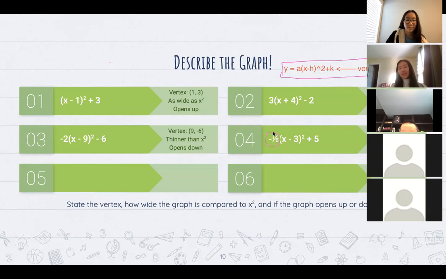Okay, last one. This is the hardest part, but it's actually not that hard when you think about it. So if the A, not thinking about the sign, just think about the 1/6. If it's smaller than 1, then it's wider. If it's bigger than 1, it's skinnier. So is 1/6 smaller than 1 or bigger than 1?